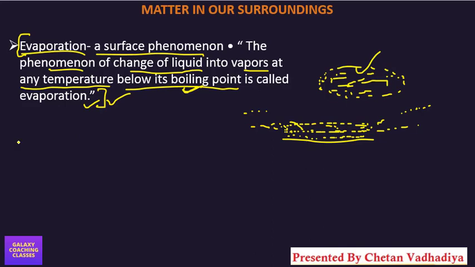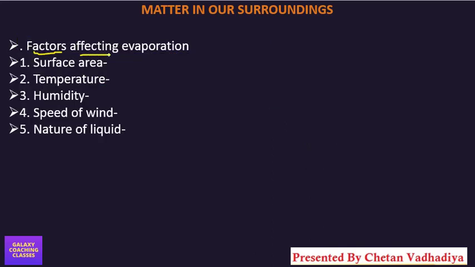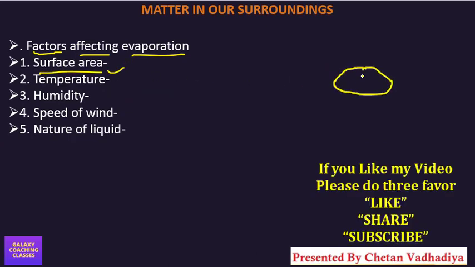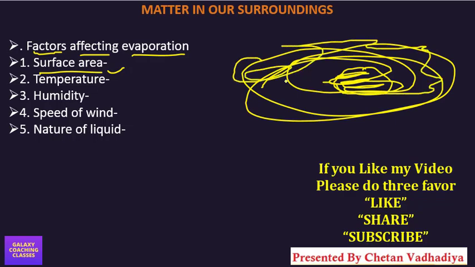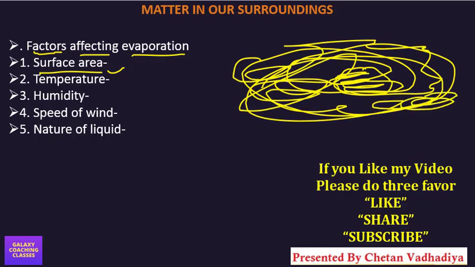Now let me tell you the points, factors affecting evaporation. Surface area. First of all, if you had spilled some water somewhere in your room, what will your mother do? She will come and mop it, and she will increase the surface area of that water. Why? What will happen? The particles will go away from each other slowly. So whenever you increase the surface area, the evaporation process happens quickly.